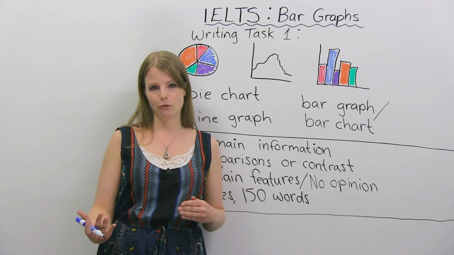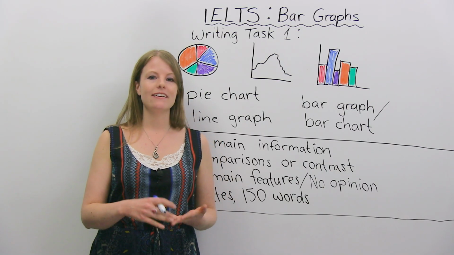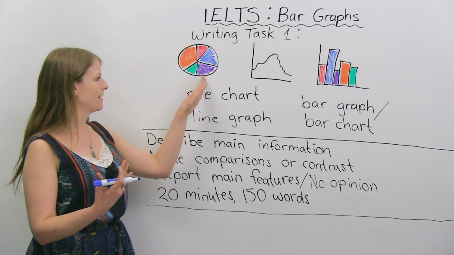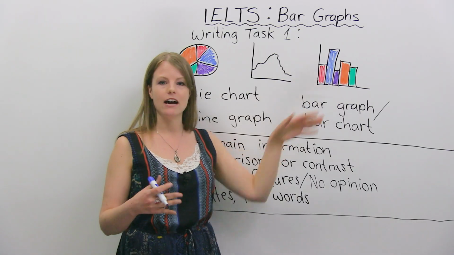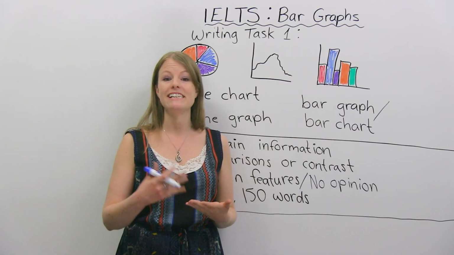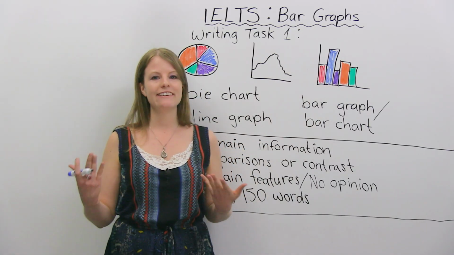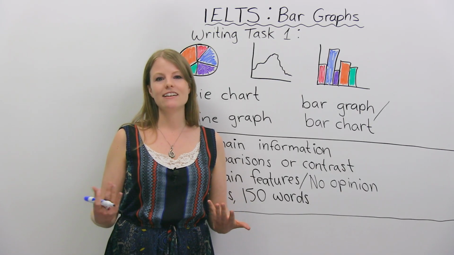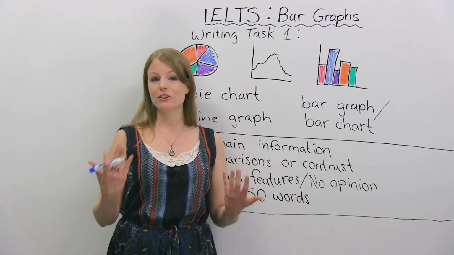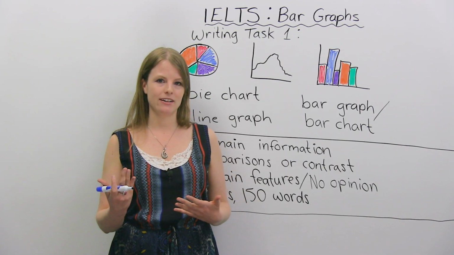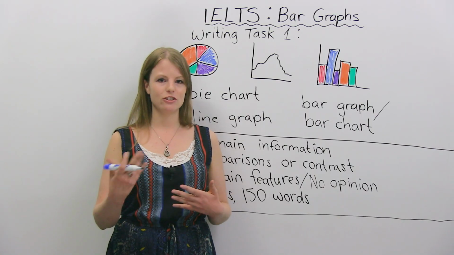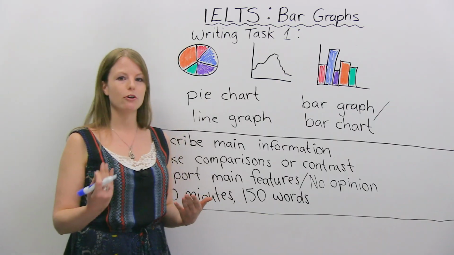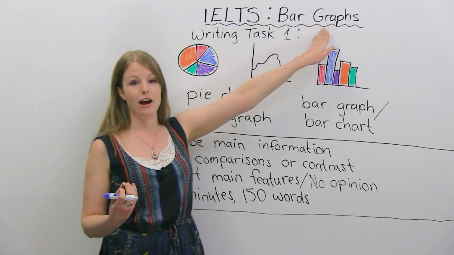So in Writing Task 1, you're going to be given some sort of visual image. Okay, so you might see something like this, or this. It might be a chart, it might be a table, but you're going to see some sort of visual, and you need to describe what you're seeing. In this video, I've covered different types of Writing Task 1, and I'll talk about the links to some of these other videos at the end. But in this specific video, we're going to be talking about bar graphs.